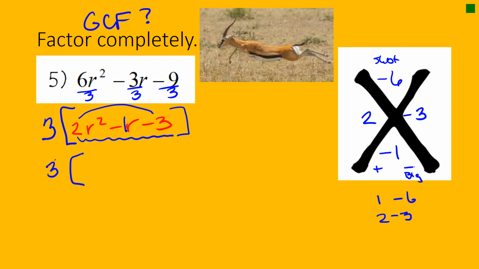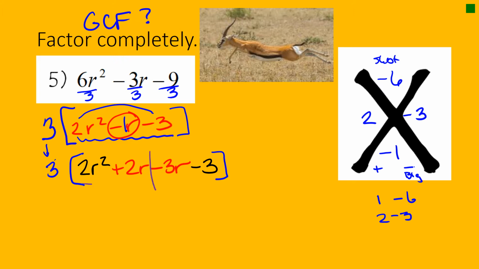Keep that 3 right there. Do not get rid of it, okay? Keep the 3. Keep the 2r squared like we always have. Take out this negative 1r and replace it with plus 2r minus 3r, and then keep the negative 3. Do not lose this 3 outside. Really important. We'll talk about that in just a second.